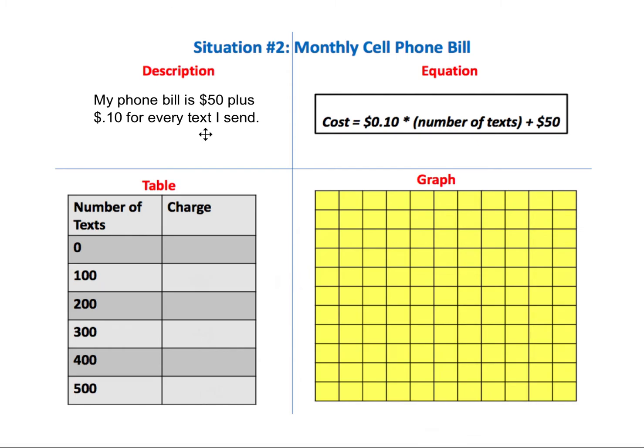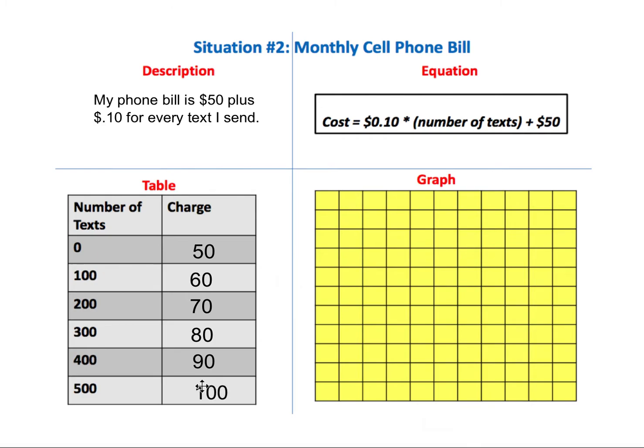My bill is $50 plus 10 cents for every text I send. So let's plug it in. If I send 0 texts, so 0 times 10 cents plus the 50, I would be charged $50. If I sent 100 texts, I'd be charged $60. 200 texts would be $70, and so on and so forth.